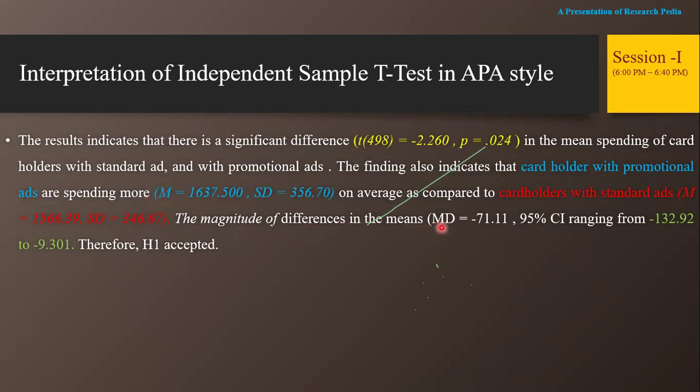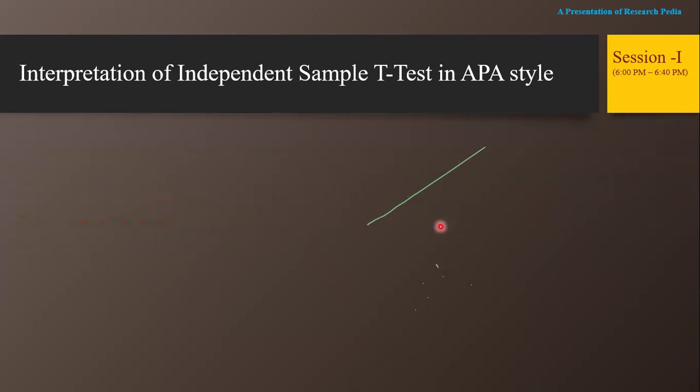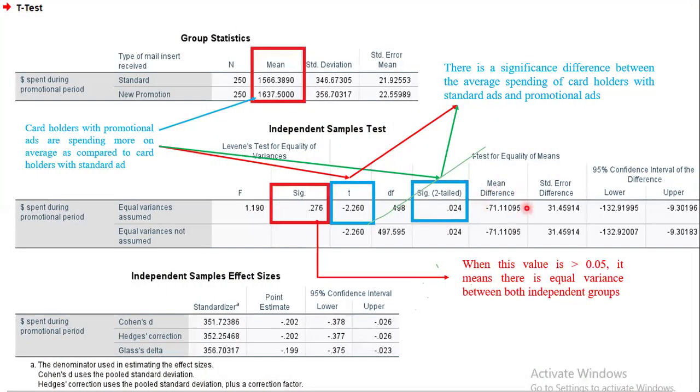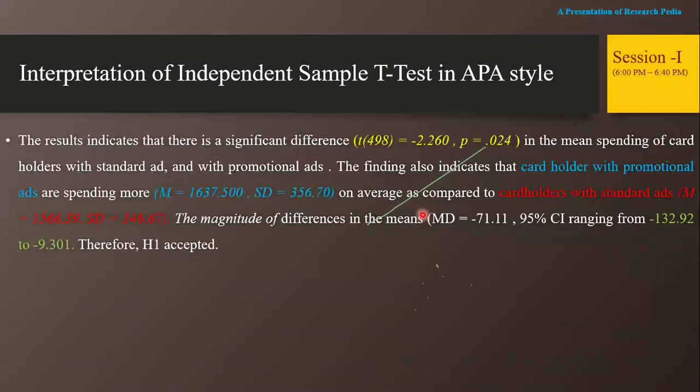The magnitude of difference in mean, that is the mean difference, you can also find out. You can see over here, this is the mean difference. How can we compute it? Just simply subtract the second group mean value from the first value, and you will find this. So this is the mean difference between both groups, and this mean difference is significant between both groups. So we will also highlight this value over here. The mean difference is equal to minus 71.11 with a 95% confidence interval ranging from this to this. Therefore H1 is accepted, because in H1 we are considering that there is a significant difference between both groups.